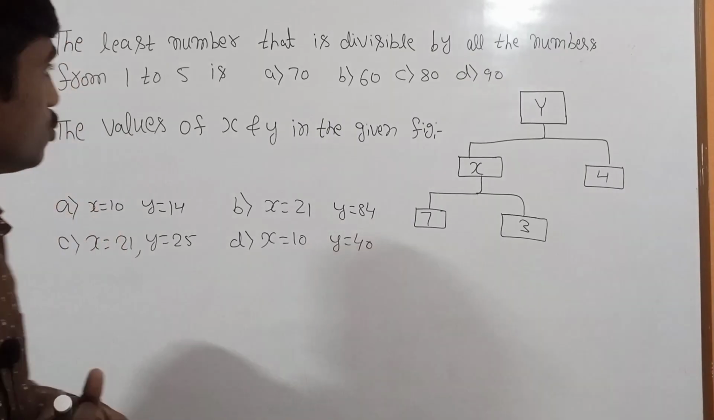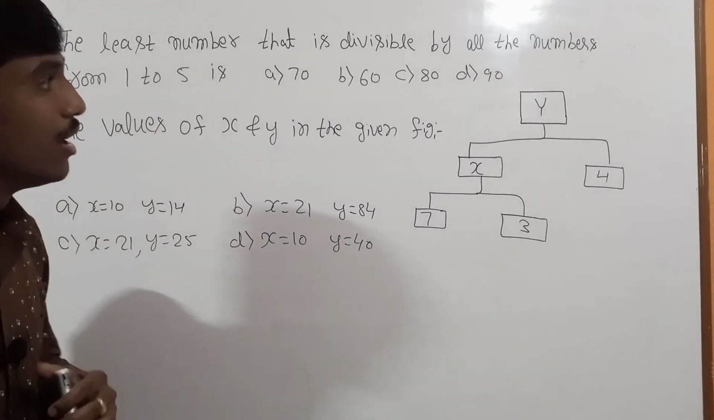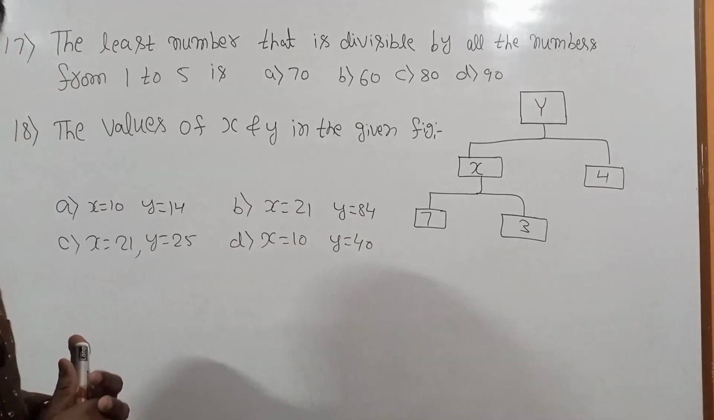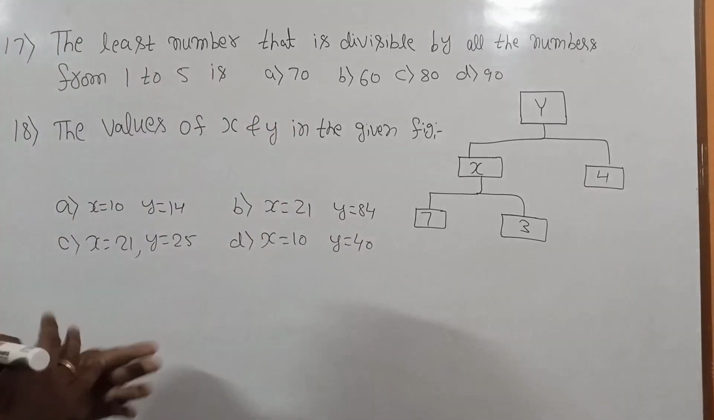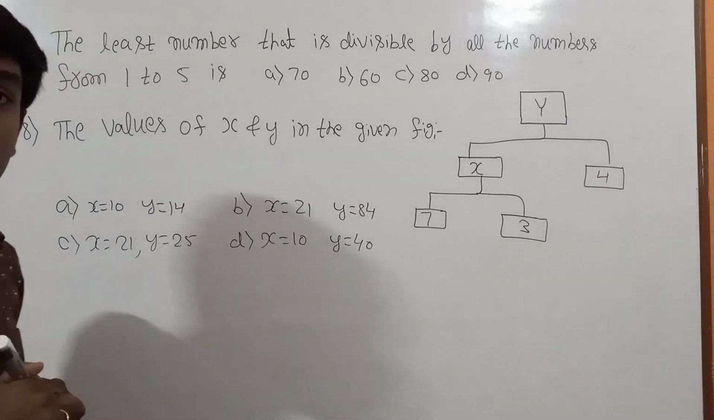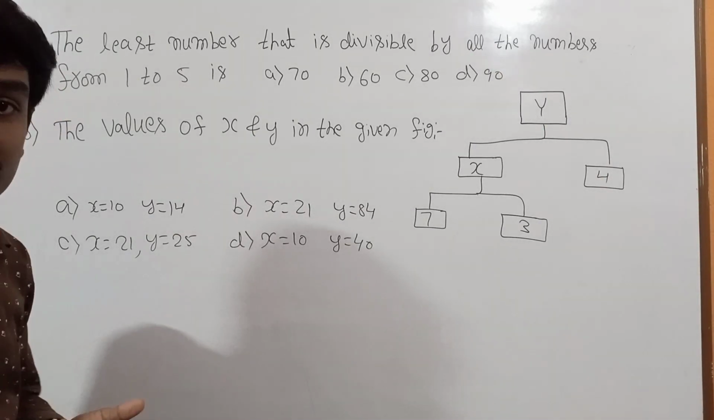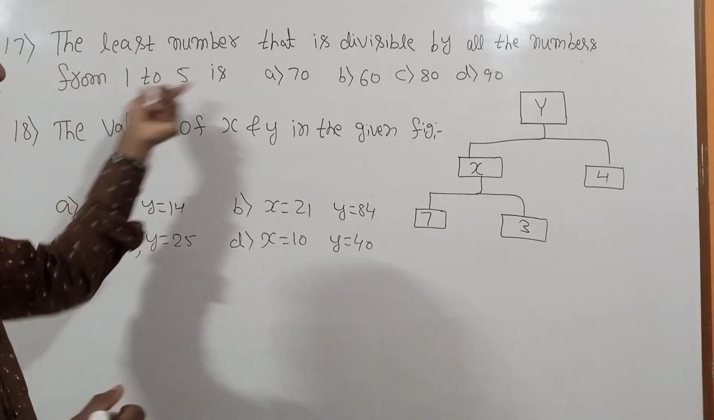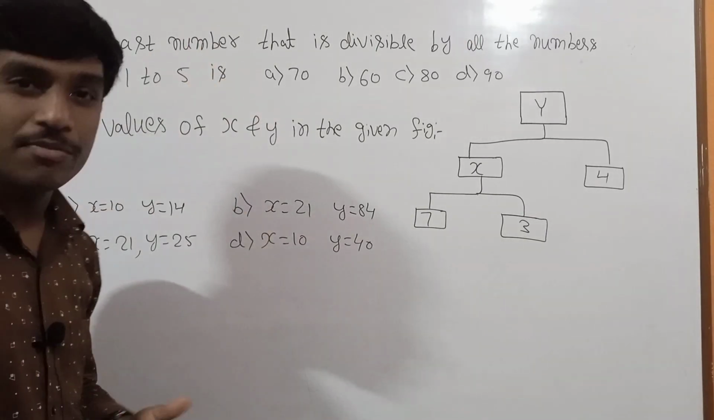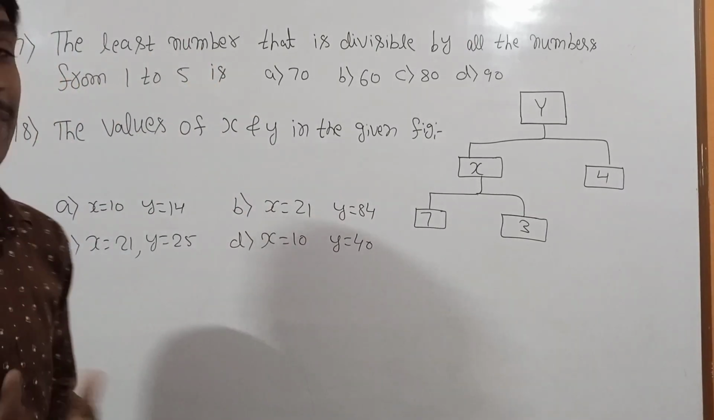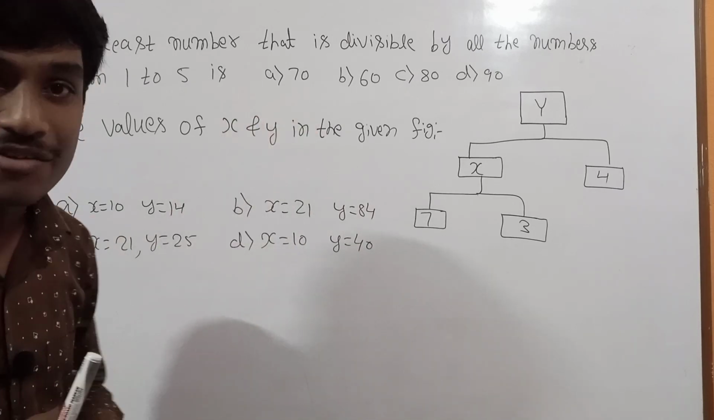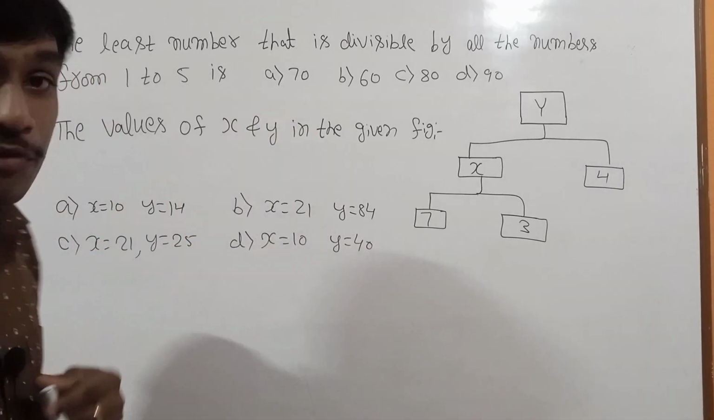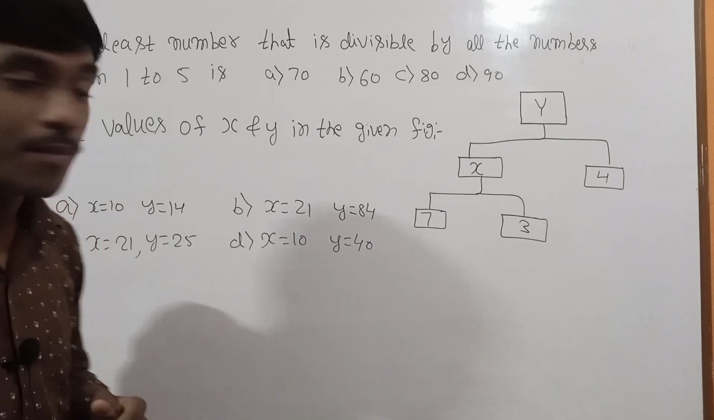Now the next question. We need to find the least number that is divisible by all the numbers from 1 to 5. So what is that number that we need to find? Basically when they say the least number that is divisible by all the numbers, it means we need to find the LCM, because the lowest common multiple will give us the number divisible by all the numbers. So we need to find here the LCM, which is lowest common multiple.